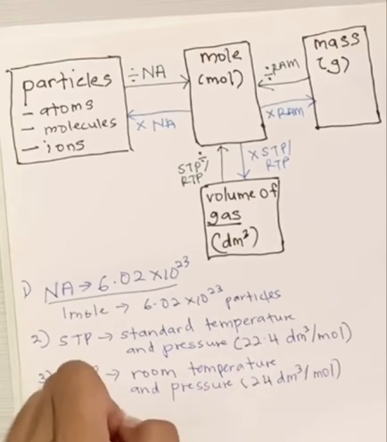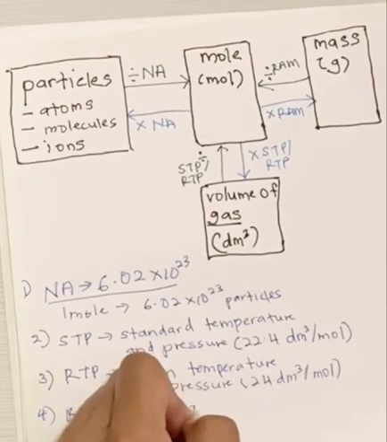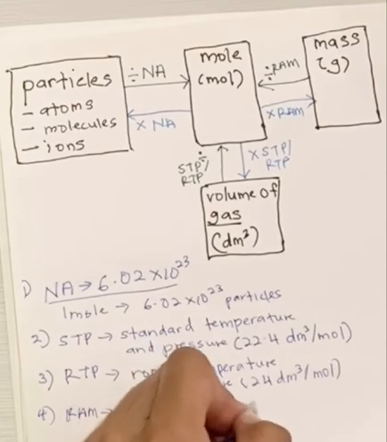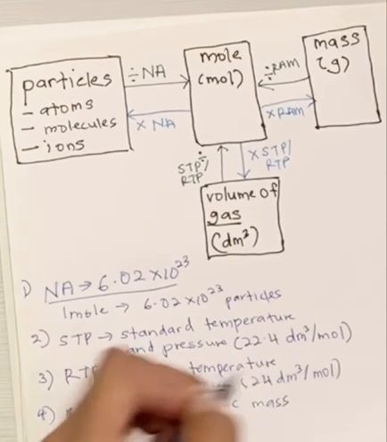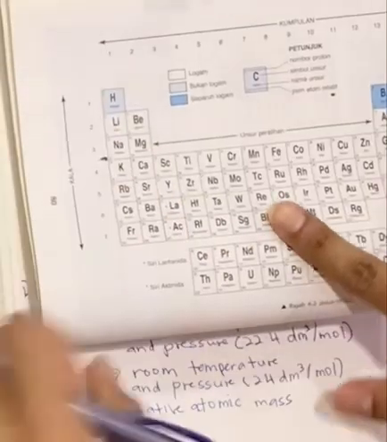That stands for relative atomic mass. Now, where do you get the RAM from? It's from the periodic table. Example, I'll show you a periodic table. So this is the periodic table.